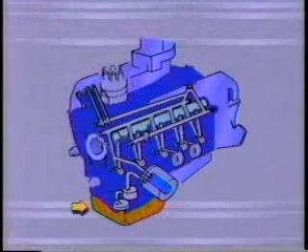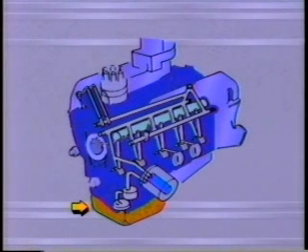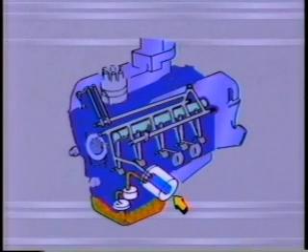Oil flow begins in the oil pan, which is the reservoir for holding the engine lubricant. At the bottom of the oil pan, there is a strainer, which is the pickup for the oil pump. As the engine is started, oil flows through the strainer into the oil pump. The oil pump pressurizes the oil and forces it through the oil filter.